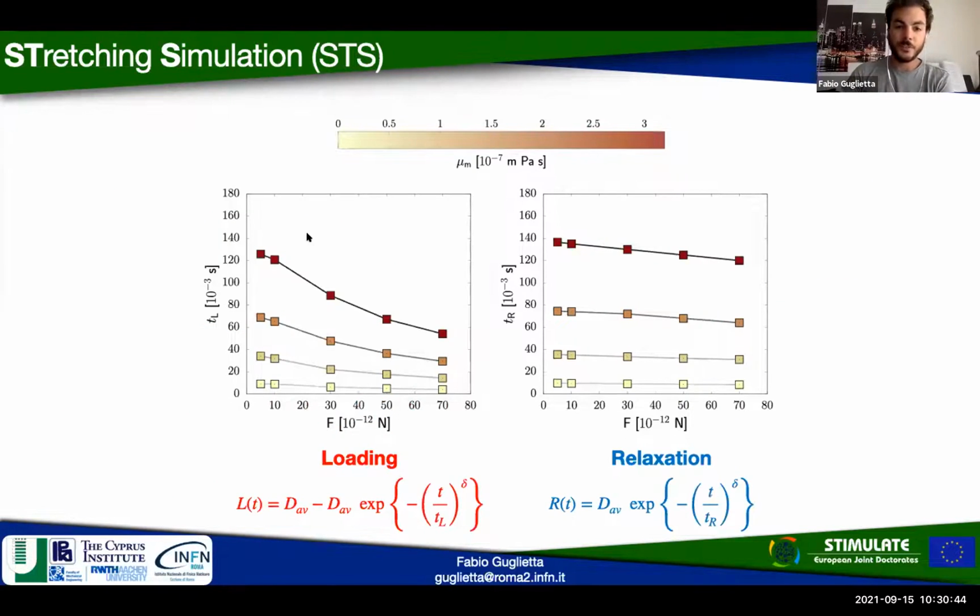So this is the result for both characteristic times, loading and relaxation. And what we can see is that increasing the value of membrane viscosity results in an increase of both characteristic times, while increasing the external force results in a decrease of the characteristic times, both for loading and relaxation. But now we want to see if this is a universal property, or if it is experiment dependent or simulation dependent.